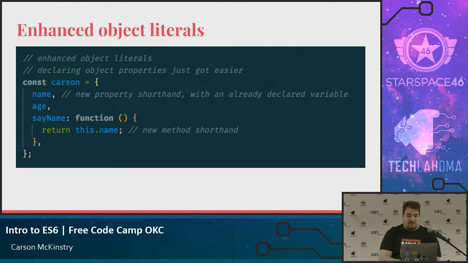Now you can just use that variable in the object. The name gets set to whatever the name variable is set as. The age gets set to whatever the age variable is set as. You can also do inline functions with objects now, and we'll get into a little bit what that means later on. This is just an easier way to declare objects, and it makes life a little easier as you're passing stuff around.